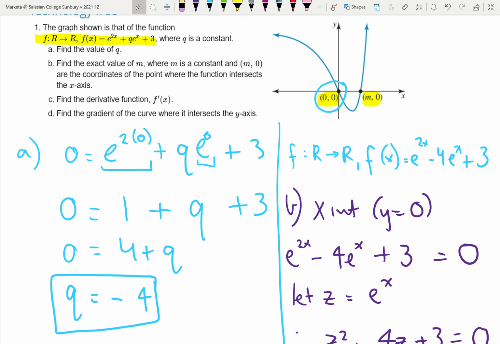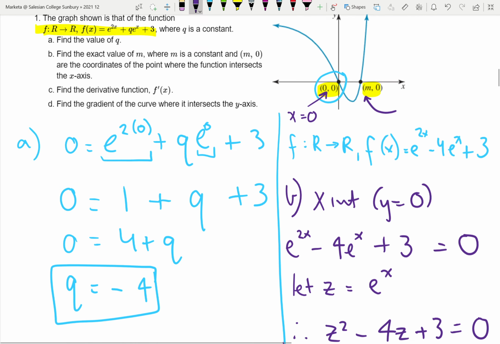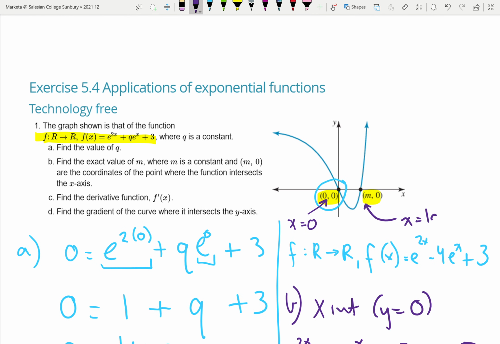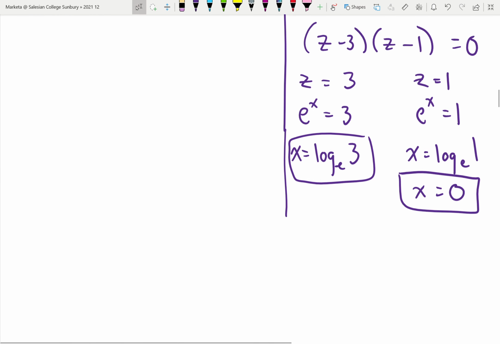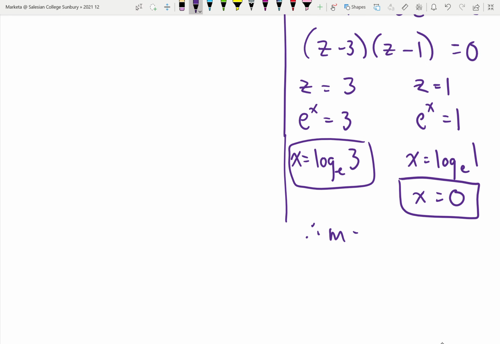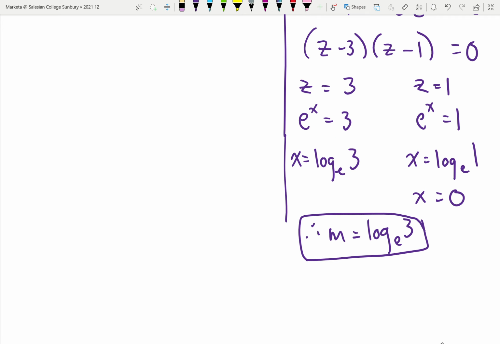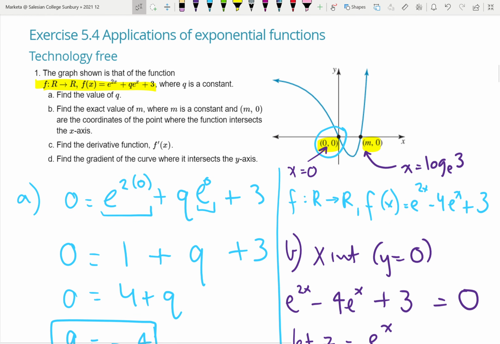Let's not forget what the question is actually asking us. It's asking us to find the value of m, and m is one of the x-intercepts. So we've done all that work, we've found both x-intercepts. One is where x equals 0, there it is there. The other one is our m value of log e 3. So x equals log e 3, so the value of m must be log e 3. So therefore, m equals log e 3. That would be our answer, because we're being asked to find the value of m. I don't think we're asked to state it in coordinates. Yep, so find the exact value of m.